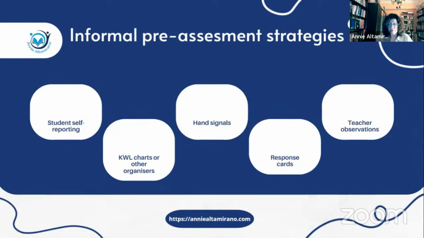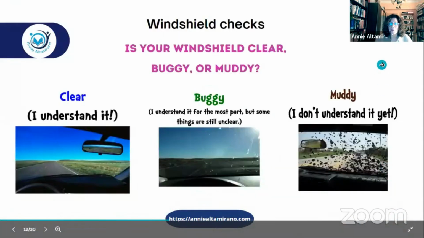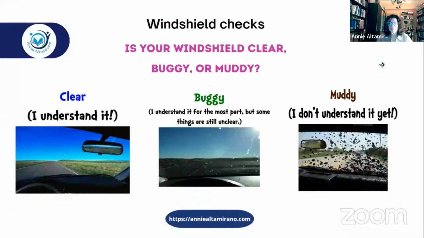And of course, our own observations. While students work, we can become aware of particular interests, ways of working, behaviors, and skill levels, and this information should inform our planning for upcoming lessons. There are other simple things that we can do. For example, the windshield checks. We can have 3 pictures where we have a clear sky: I understand it. Buggy: I understand it for the most part, but some things are still unclear. Or muddy.